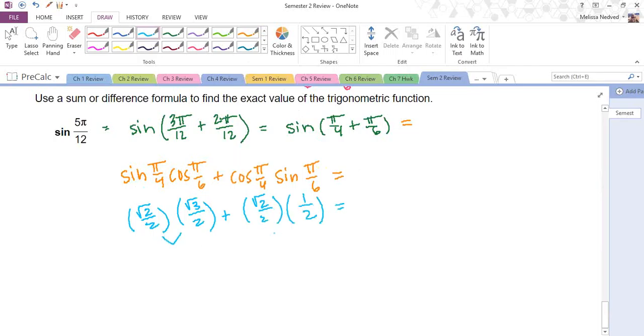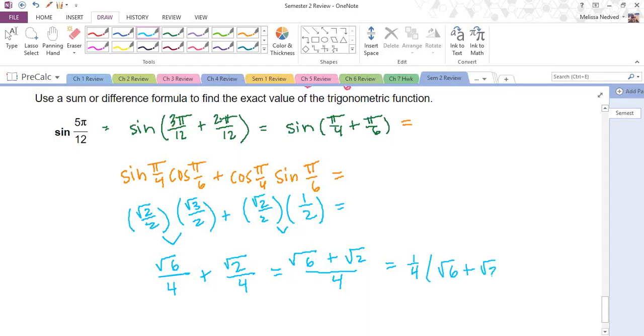I'm going to start by multiplying my first two terms together. Square root of 2 times square root of 3 is square root of 6. 2 times 2 is 4. Plus, square root of 2 times 1 is just 1, or excuse me, just square root of 2. And same denominator here, 2 times 2 is 4. So final answer, add across the top, and your denominator stays the same. Square root of 6 plus square root of 2 all over 4. And you may see it written like this, so you pull the 1/4 out front instead of dividing the whole thing. It doesn't matter. Both are correct.